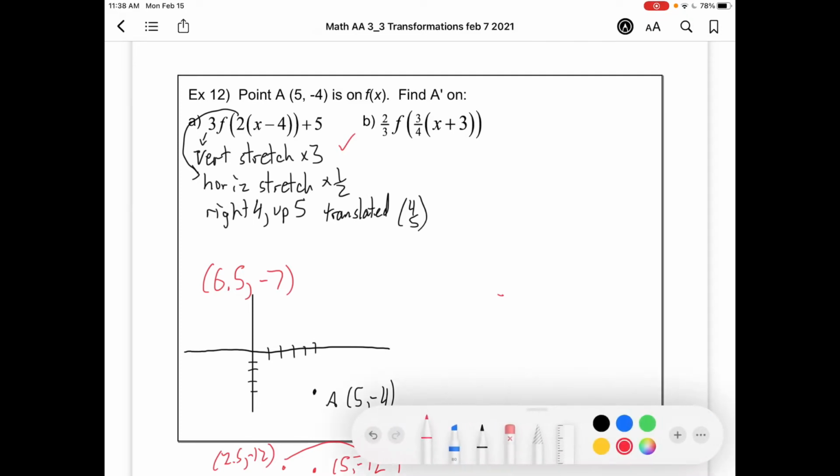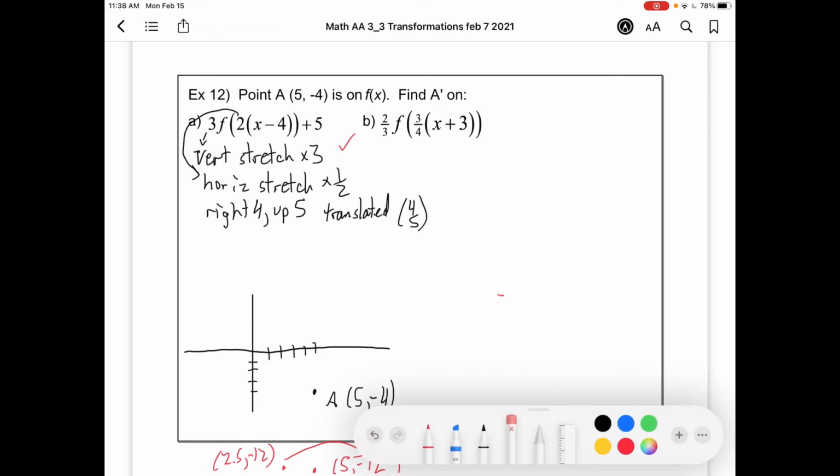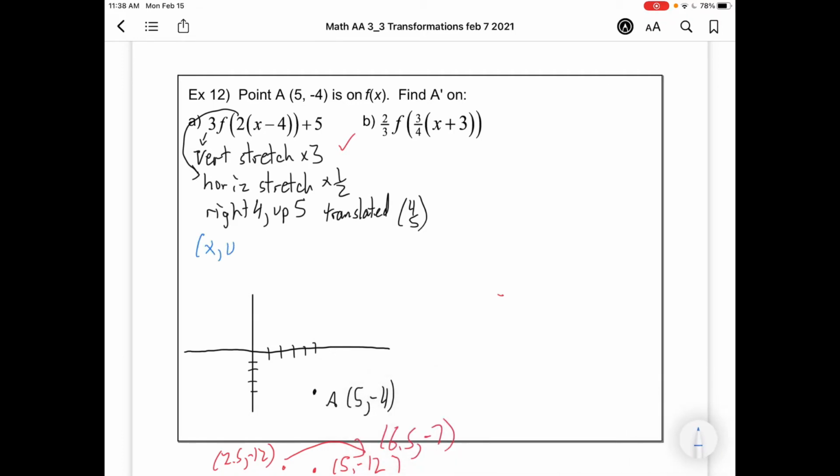Otherwise, what we'll do is make a map. And I think the more rough this gets, the more you want to make a map. So for me, I'd be thinking, I've got all these instructions in words. Vertical stretch by a factor of 3 means y times 3. Horizontal stretch by a factor of a half means a half times x. Right 4 means I add 4 to the x, and up 5 means I add 5 to the y. And now I'm just going to apply that to the point 5, negative 4.